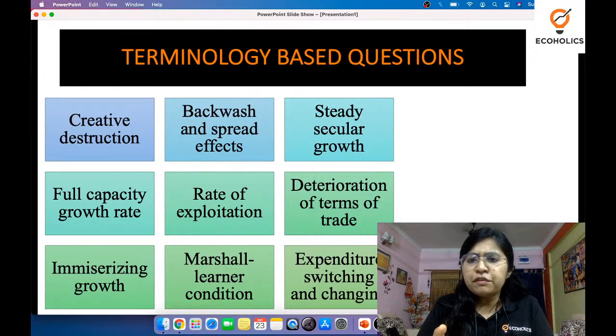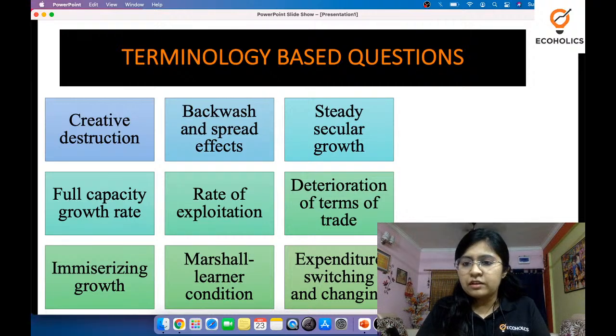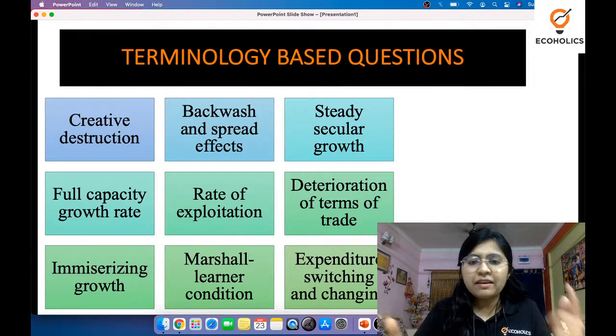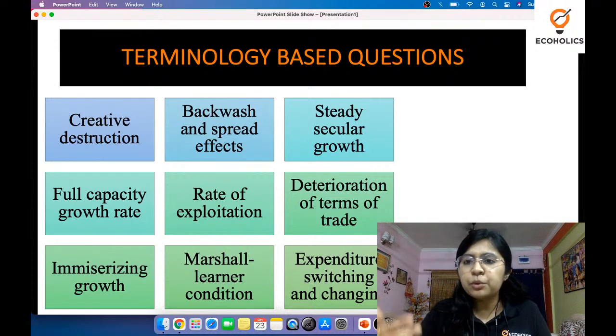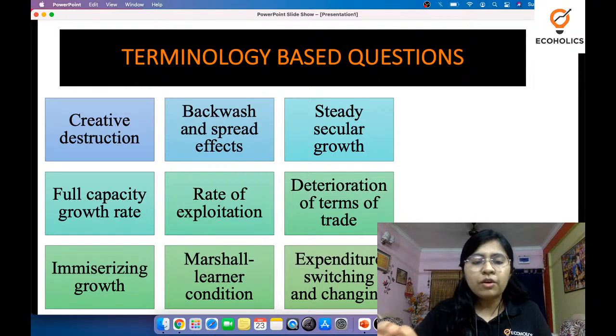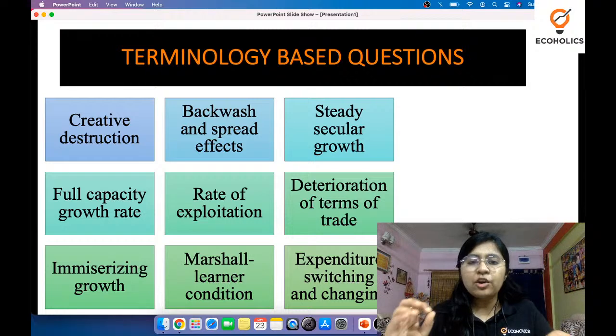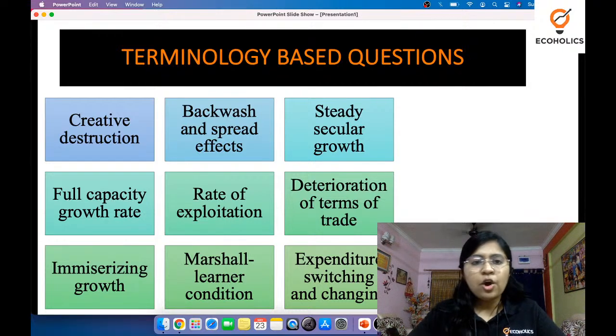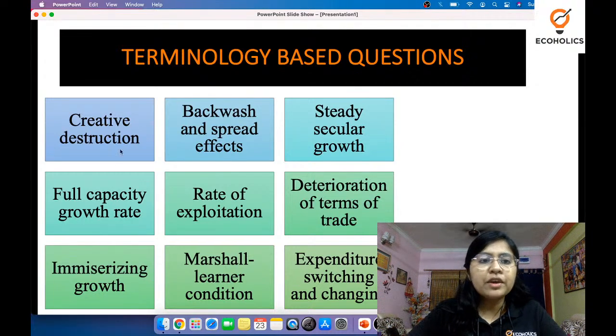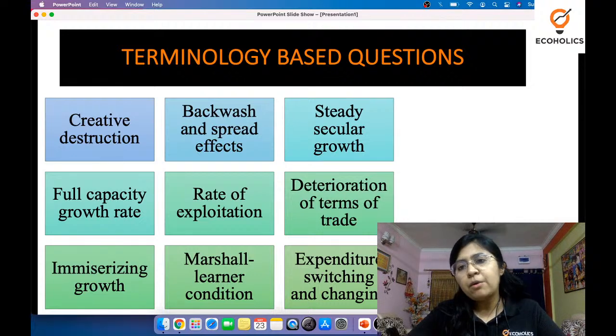I have included a few terms from various concepts like creative destruction. Yes, so quickly let's play this game. You will have to quickly put the concepts, the person who identified with the concept, okay, the economist who identified with this concept, or any similar or synonymous terminology, okay. So let's say for creative destruction, who propounded creative destruction?